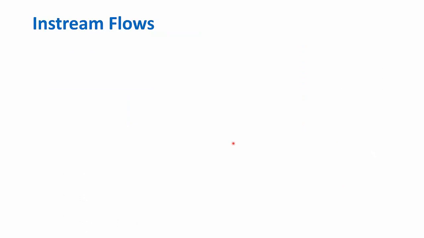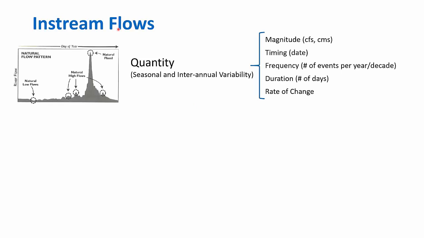This will be the part relevant to flows. So when we're referring to flows, what type of flows are we referring to? The first thing is we're referring to quantity. And more specifically, we are referring to seasonal and interannual variability: how the flow changes within a year, and how the flow changes in that same river at that same location throughout different years, and how we're going to express those in terms of magnitude, timing, frequency, duration, and rate of change.